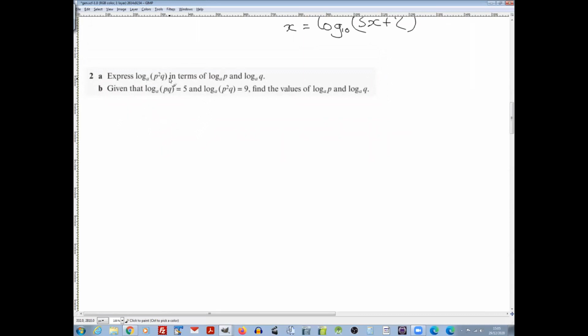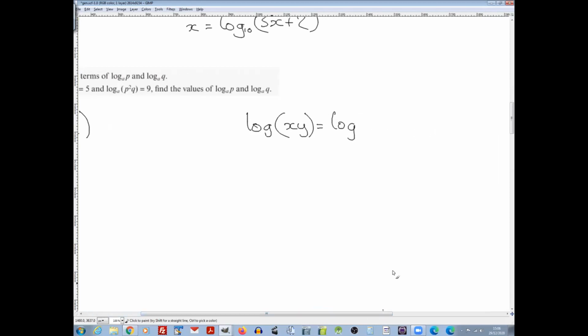Express log to base a of that in terms of log to base a of that and that. So let's definitely translate this into the power you have to raise a to get that. Now, how can we do the translation? They're not expecting you to do that. They want you to use the various general rules, don't they? They want you to say, log to base anything of x, y expands how? Can you recall? Log x plus log y.